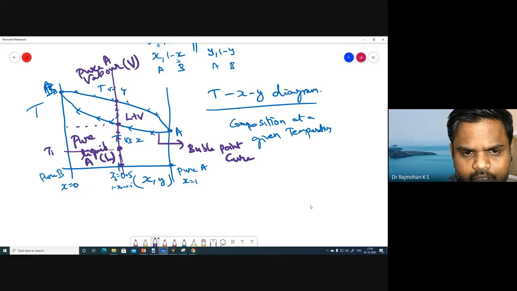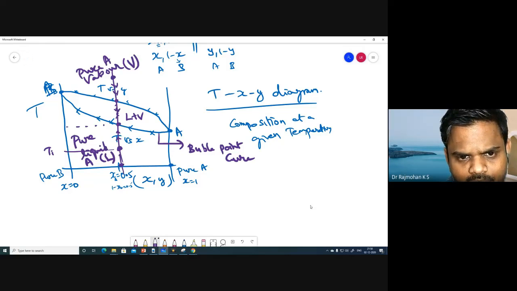Similarly, when we do the reverse process, the initial temperature is high and it is only pure vapor. If you slowly cool it, reducing the temperature of the system, the first drop of vapor gets condensed into liquid. That is called the dew point temperature. Okay, so that curve is called the dew point curve.